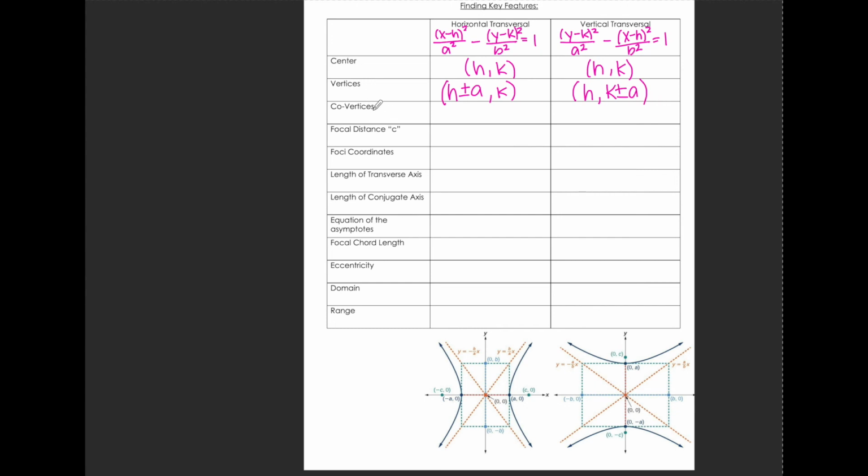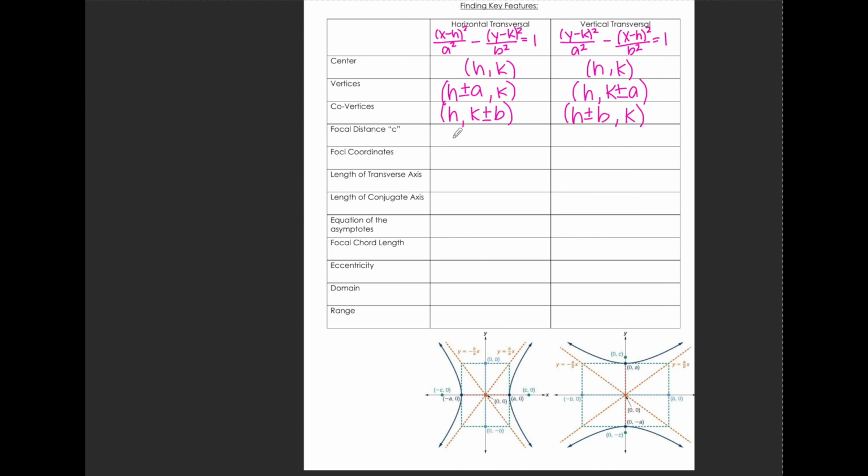The co-vertices I find by counting boxes from the center using the b value. So my co-vertices in a horizontal hyperbola are going to be b units up and b units down from the center. So that's going to be h, comma, k plus or minus b. For the co-vertices in a vertical hyperbola, I go b units to the right and b units to the left of the center. So that's going to be h plus or minus b, comma, k.